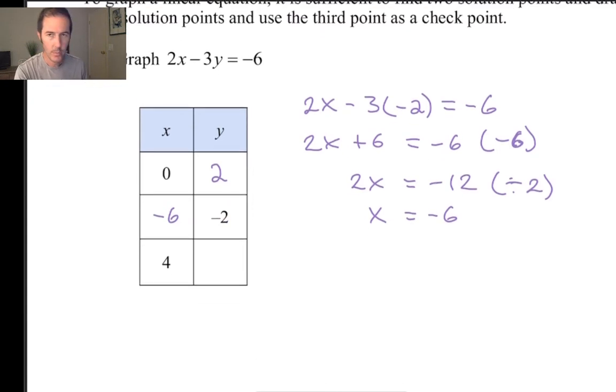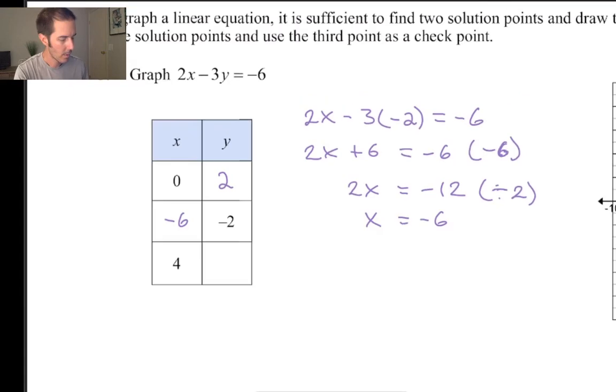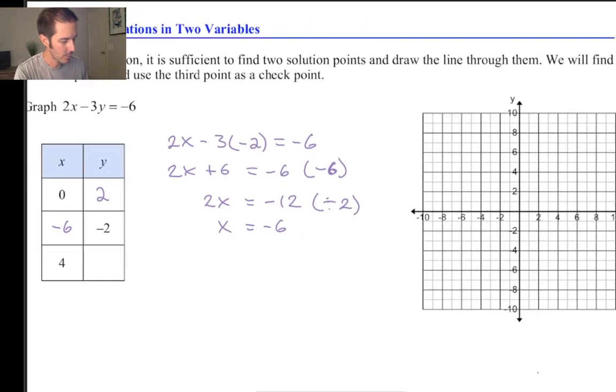And then you could go through the motions and calculate the corresponding y value for an x value of 4. I'm not going to do that. I trust you to do it. I also trust that I know how to do arithmetic, although sometimes my arithmetic abilities are questionable. But I'm going to go for it on this one.